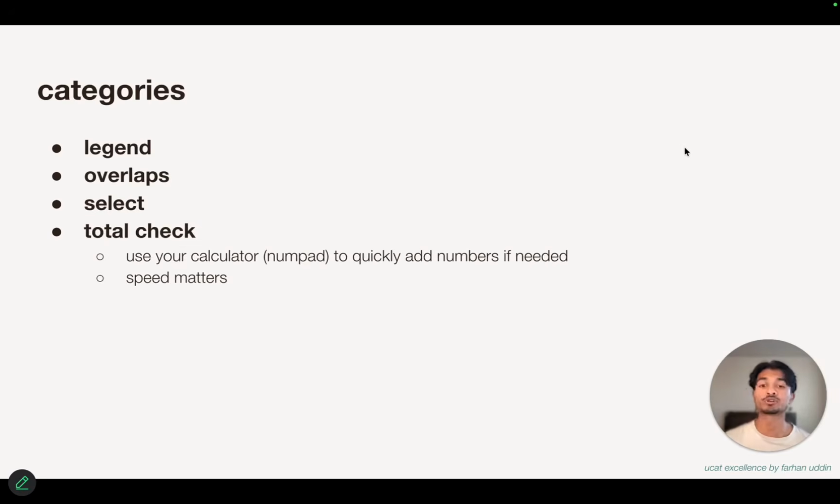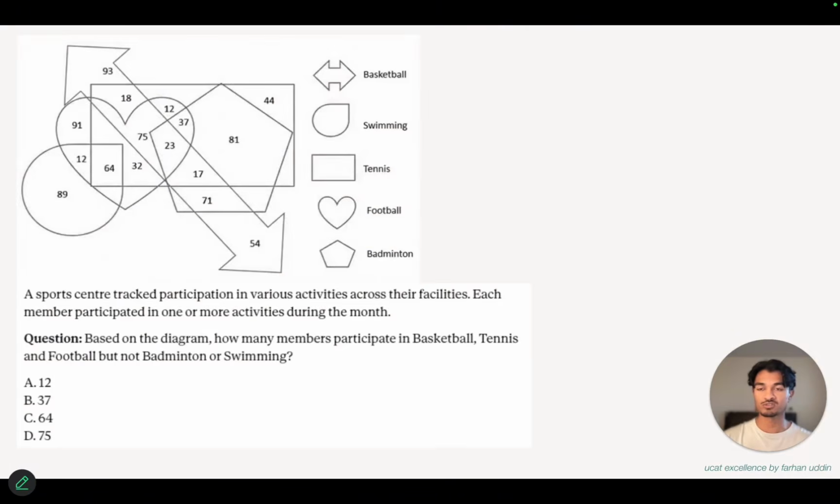You got to use your calculator or the numpad in a lot of these questions to quickly add the numbers if needed. Now, if you haven't already watched my video on the calculator, then please do, because that goes through all the things you need to do to get razor quick with the calculator. And that's important because for a lot of these categories questions, your speed matters, especially with the calculator. So with that in mind, let's go through some questions, right? Starting off with this one.